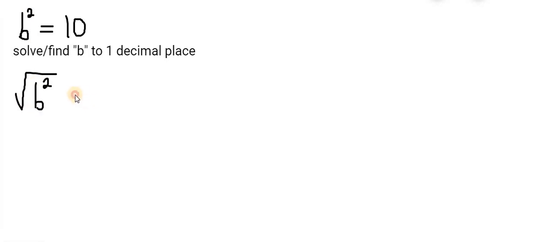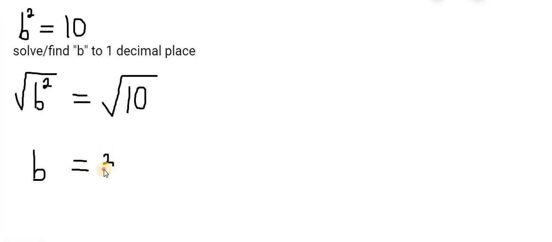Now, if I square root b squared on one side of the equals sign, I have to do the same to the other side. So I have to square root 10. Now on the left, square root of b squared, it just gets rid of the squared, so I just have b. Now on the right, square root of 10, that's a whole different number. So if you put it in your calculator, it's a bunch of decimals.